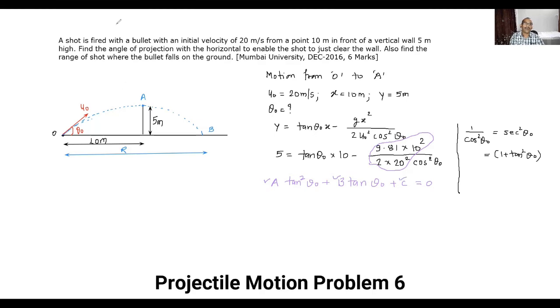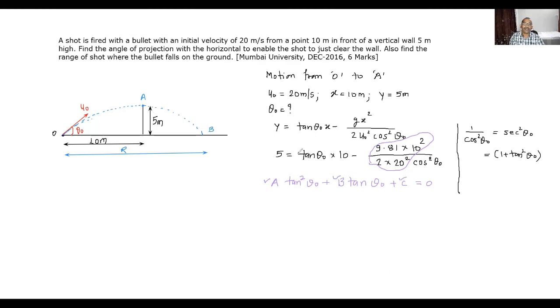Then using the calculator, the solution of the quadratic equation gives us the tan theta 0 value, and from that we get theta 0, that is the angle of projection, which is 83.47 degrees. So this is our first answer.